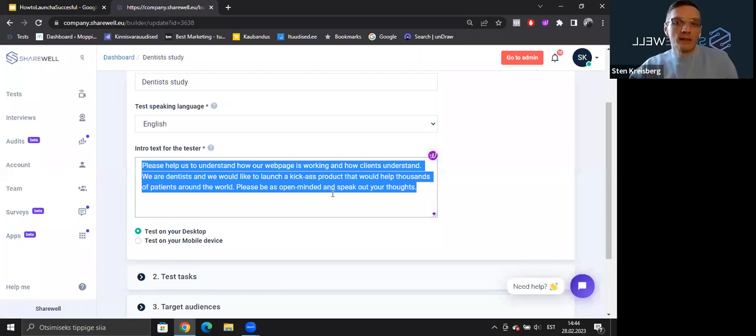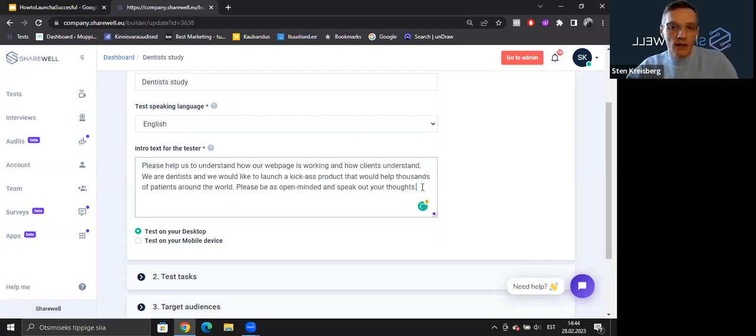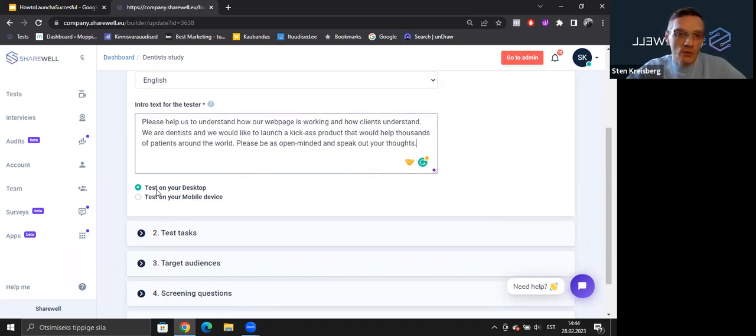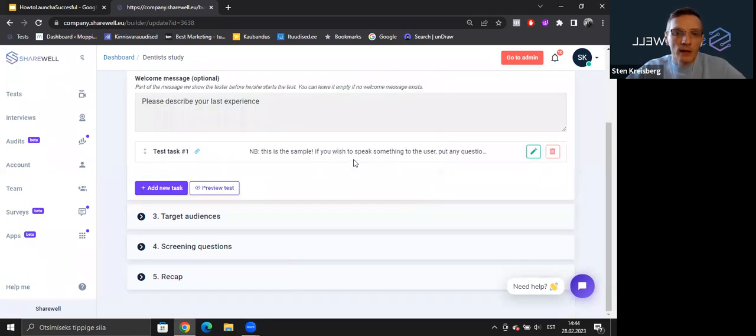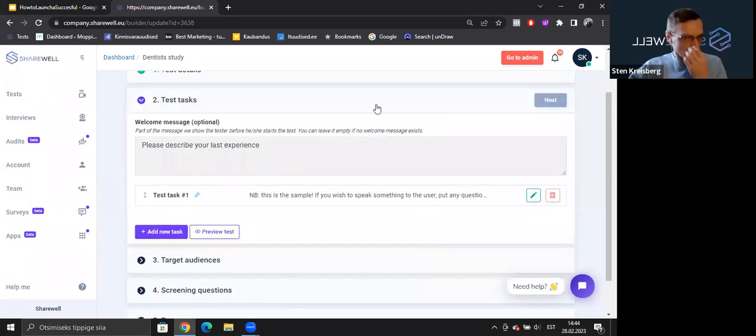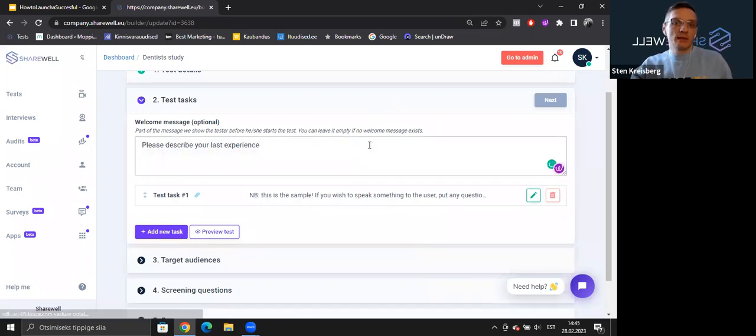It's really simple, just put here, please help us to understand our homepage and what we want to do. I chose that I want to launch it on desktop, but you can do it also on a mobile device. And here are the test tasks. So basically, please describe your last experience visiting dentists. This is, for example, question 1.